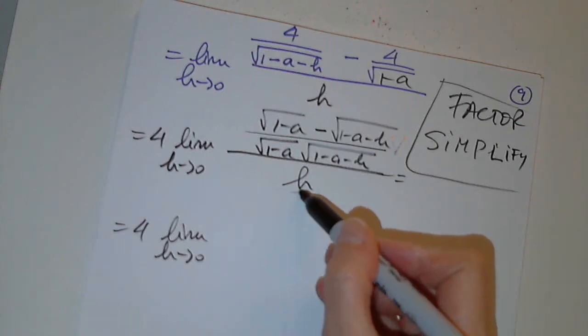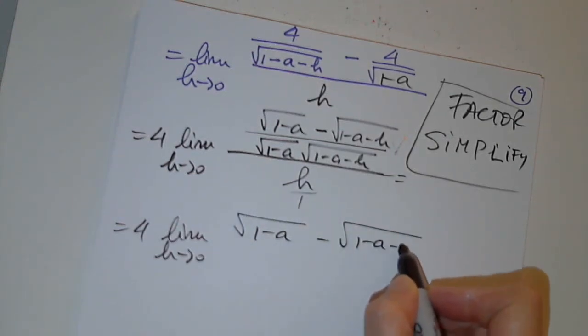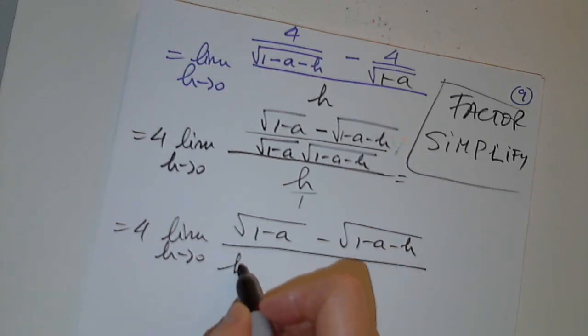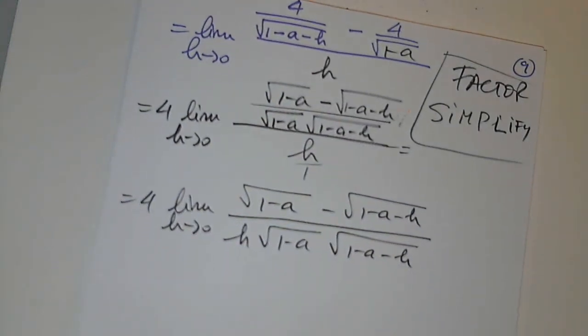Okay, so obviously this is h over 1, so I have the square root of 1 minus a minus the square root of 1 minus a minus h, everything over h times the square root of 1 minus a times the square root of 1 minus a minus h. Of course, it's a mess because of the square root in the denominator, etc. We are ready now to plug it in. We were ready from the very beginning, and the answer is 0 over 0, of course. We have no doubts. If you plug it in from here, you get 0 over 0, and 0 over 0, and still 0 over 0.